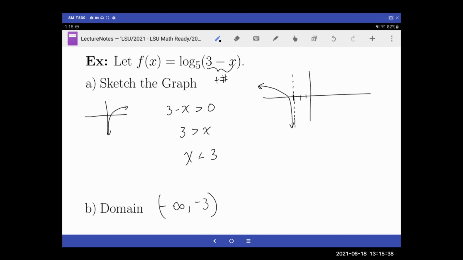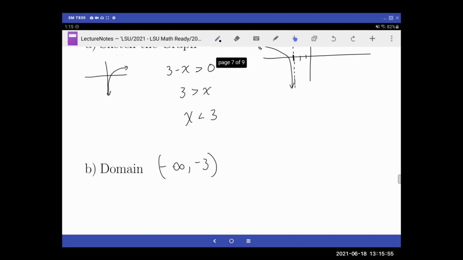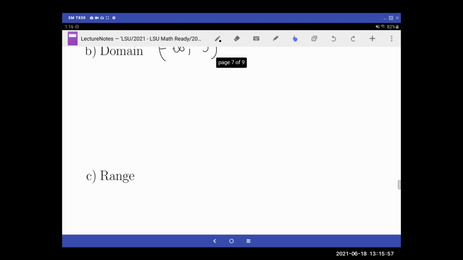You could also think about it as it is reflected horizontally and moved, since that's a positive 3, to the left 3 units. Okay. All right, so there's my sketch of the graph. Just from that, you can see that the range is going to be, again, negative infinity to positive infinity. Nothing's really going to change that.